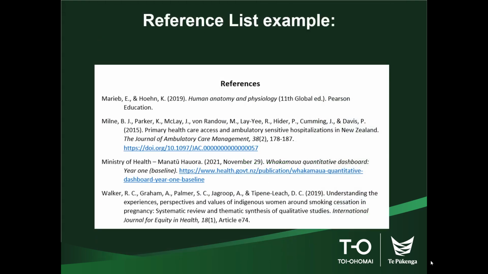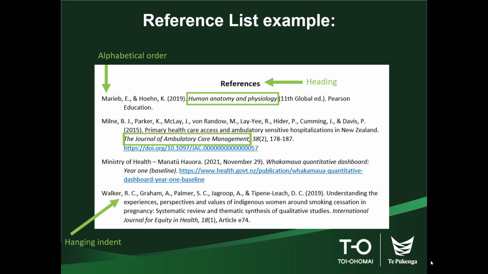Here is an example of a correctly formatted reference list. Note the list starts on its own page and has the title References. It is also in alphabetical order. There is a hanging indent. Titles for books, documents, and web pages are in italics, and when the resource is a journal, the title of the publication is in italics.